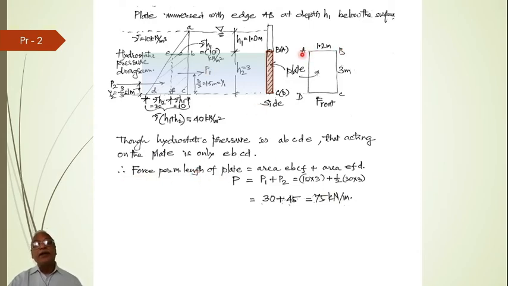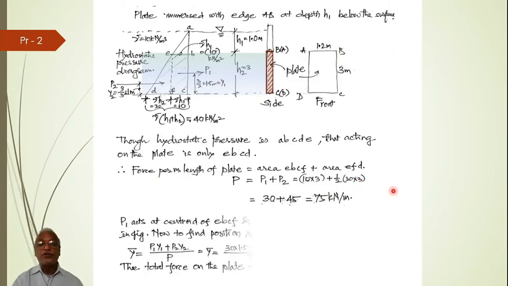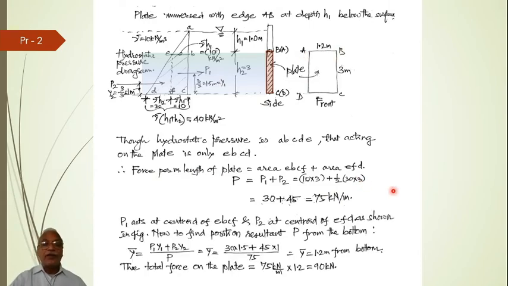But how much is the plate length? It is 1.2. So what is to be done? Okay, here I have explained. P1 acts at the centroid of EBCF. P1 is because of this rectangular portion of the pressure distribution diagram. P2 acts at the centroid of EFD. EFD is this triangular portion. So centroid of that, there it will be acting as shown in the figure.